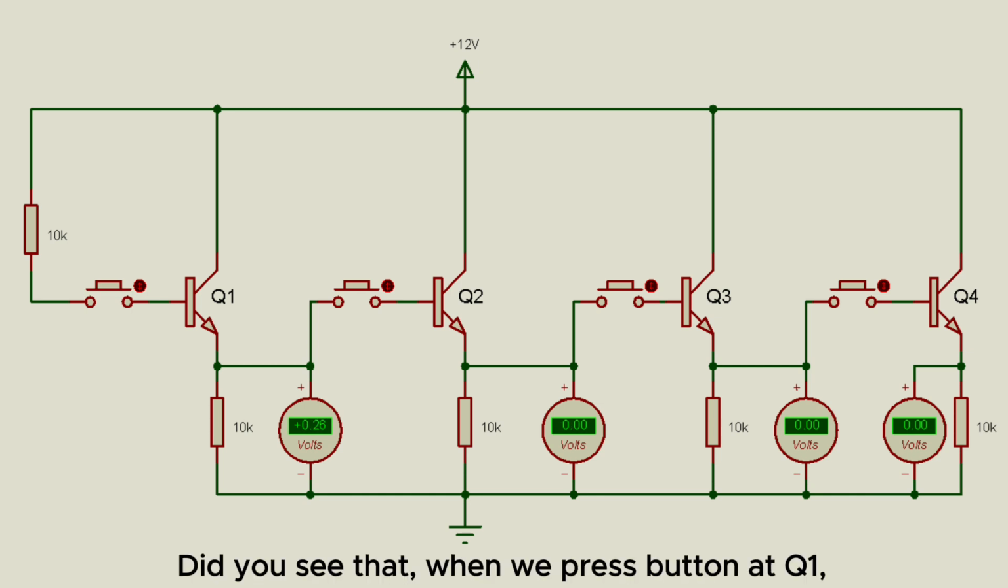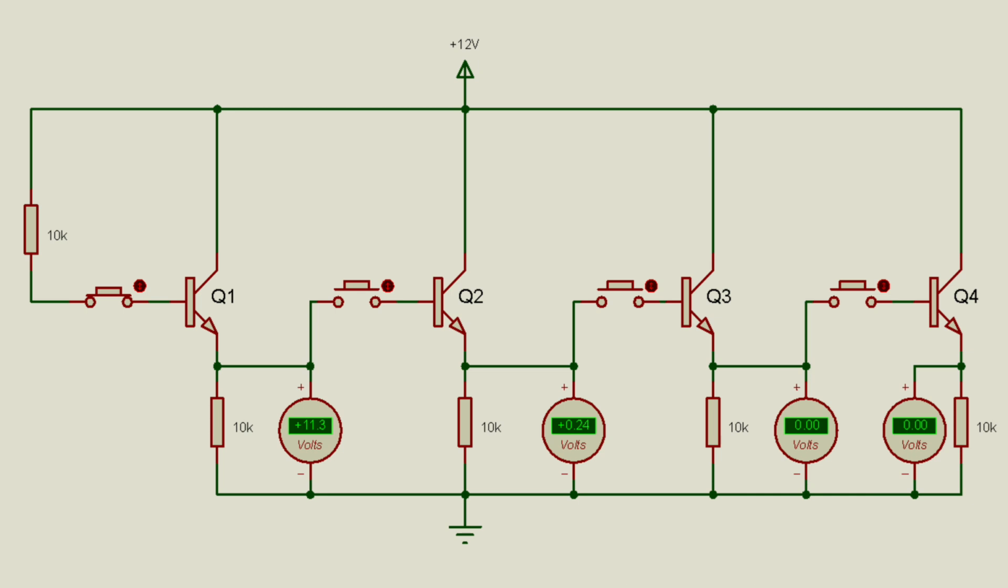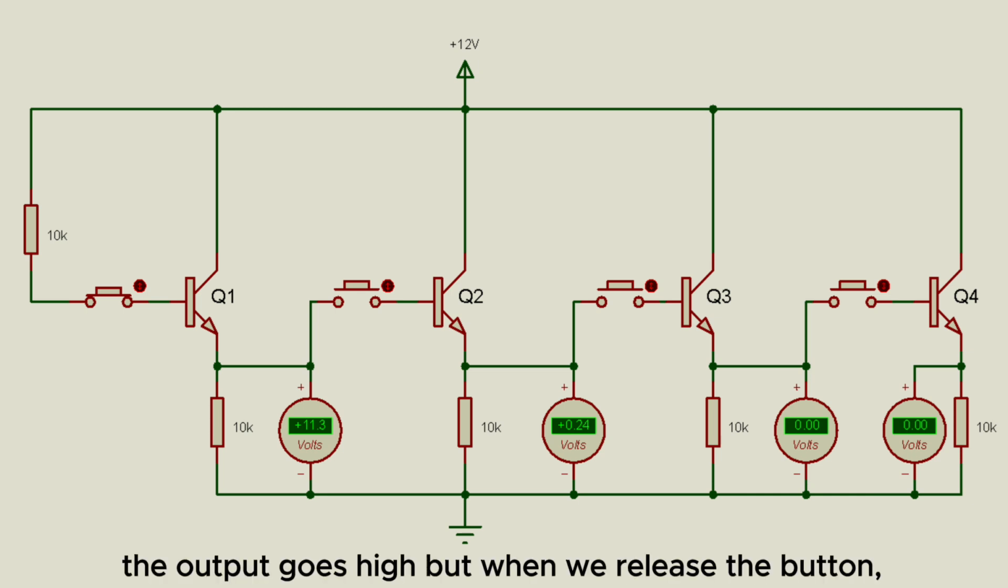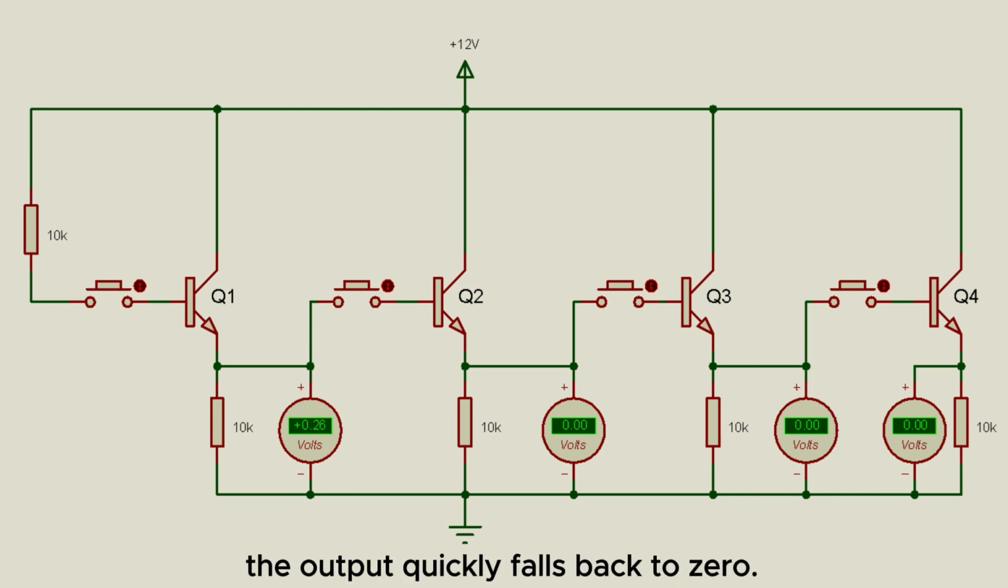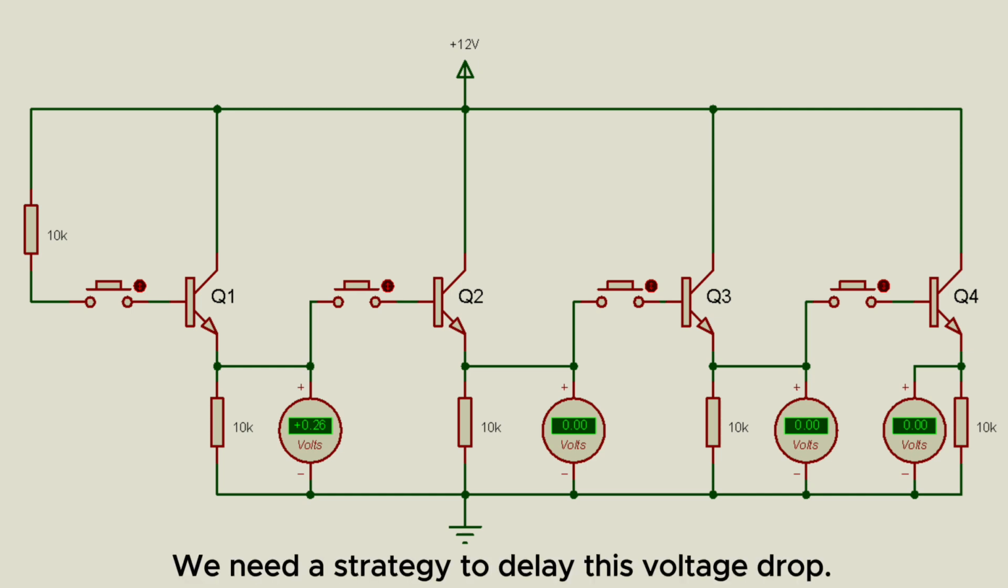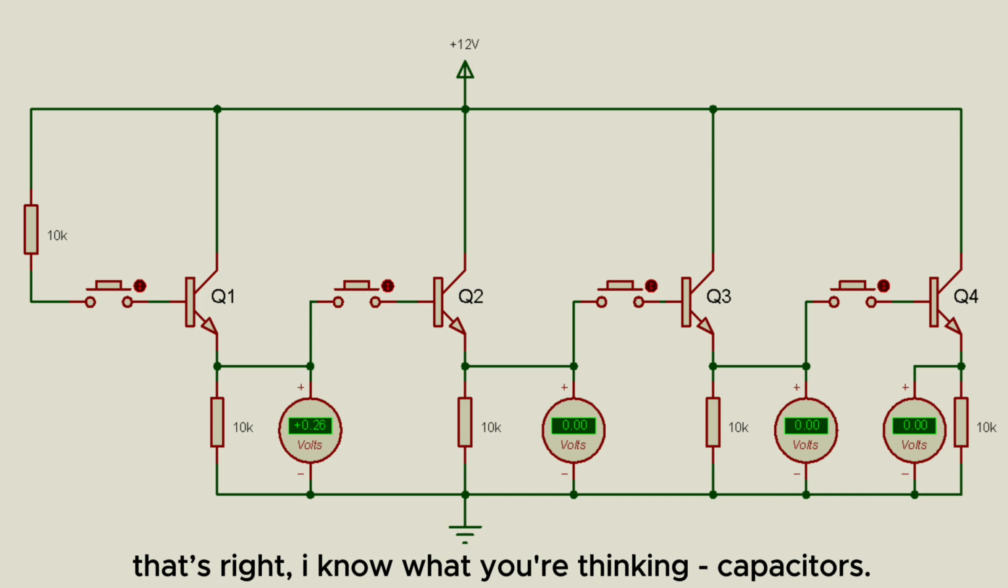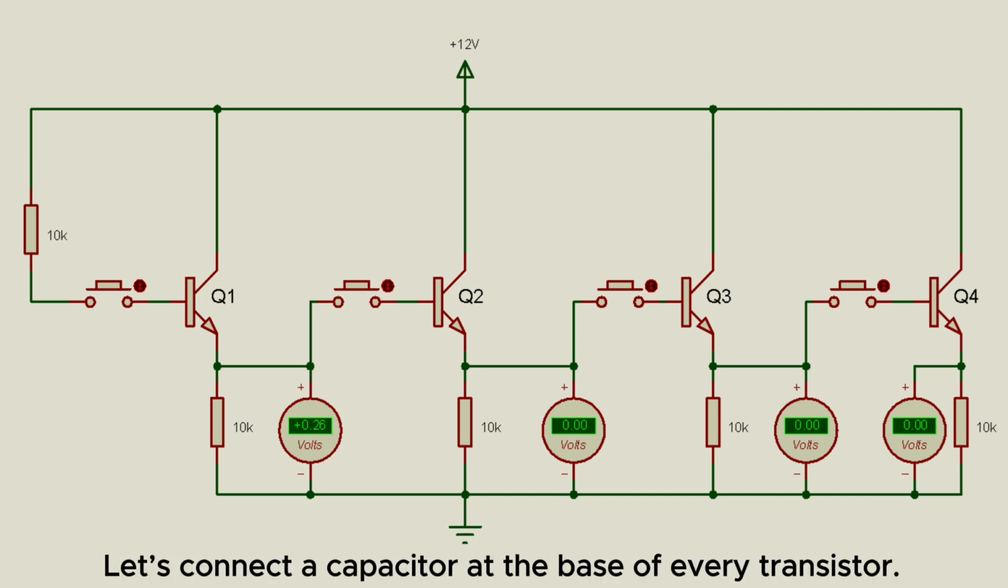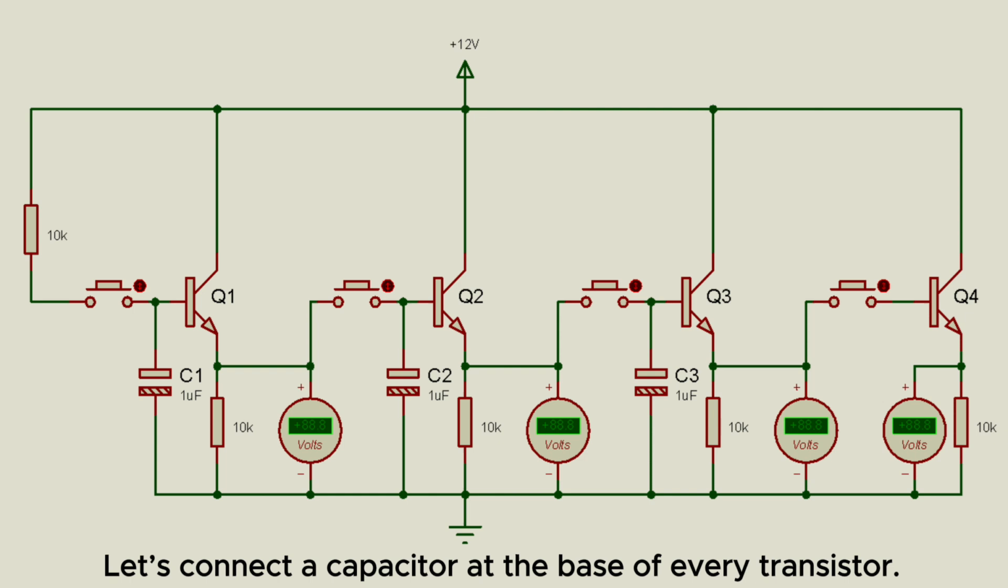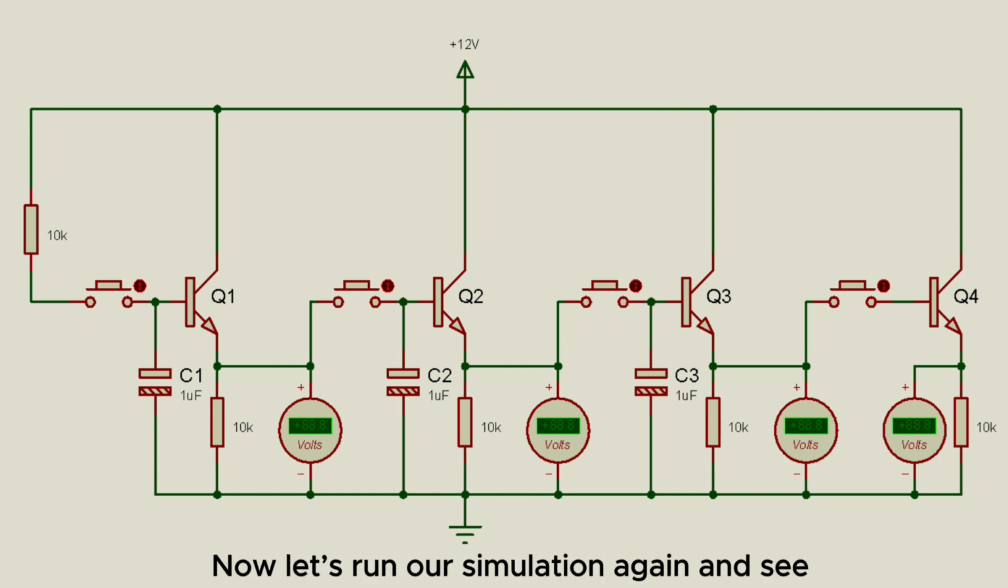Did you notice that when we press the button at Q1, the output goes high, but when we release the button, the output quickly falls back to zero? We need a strategy to delay this voltage drop. That's right, I know what you're thinking. Capacitors. Let's connect a capacitor at the base of every transistor. Now let's run a simulation again and see.